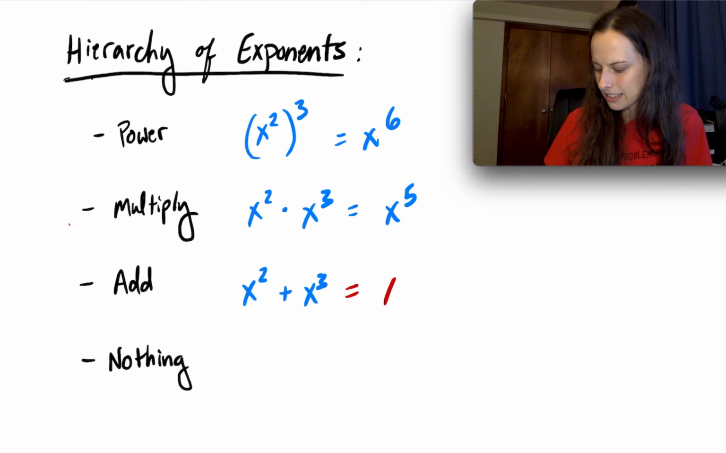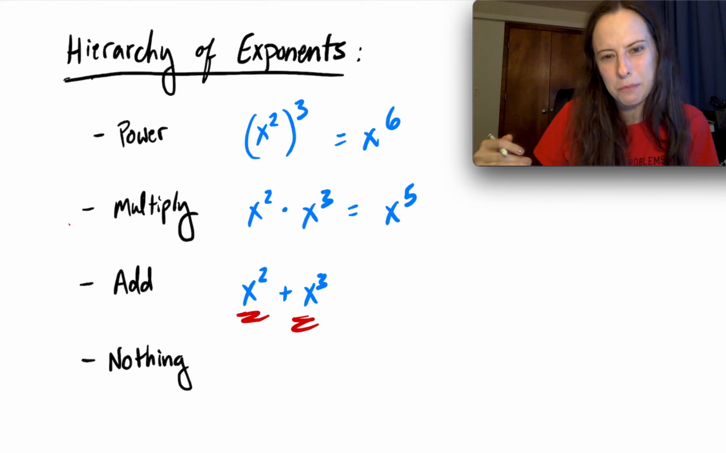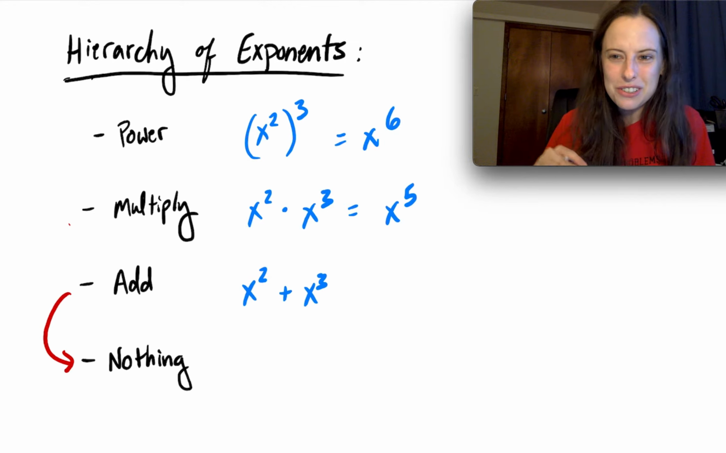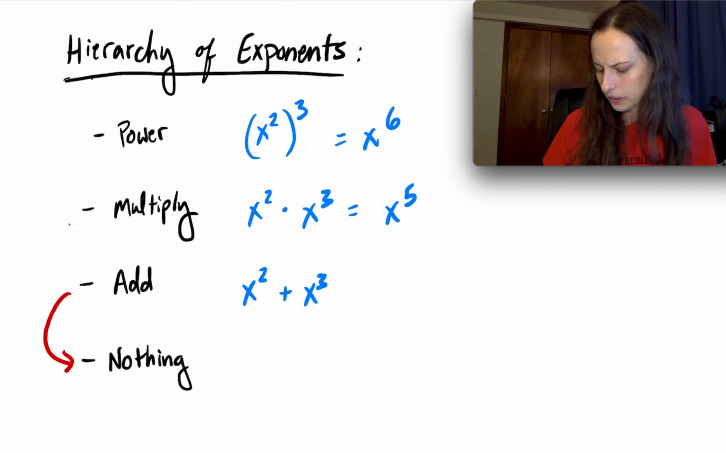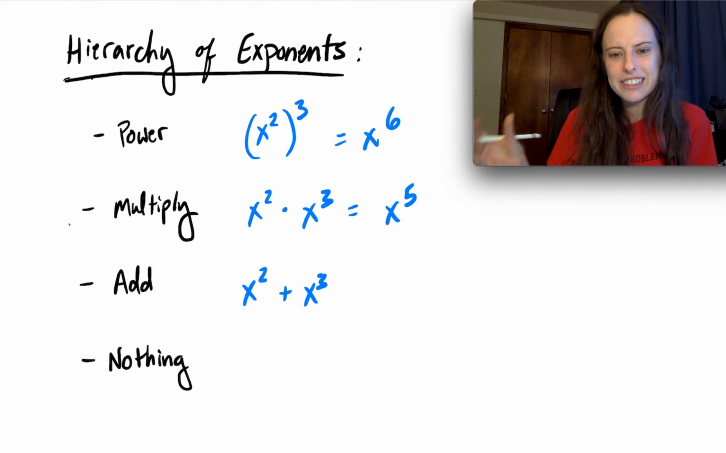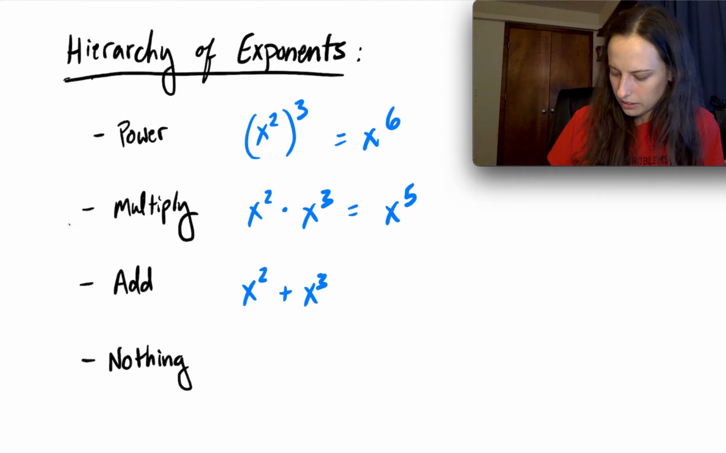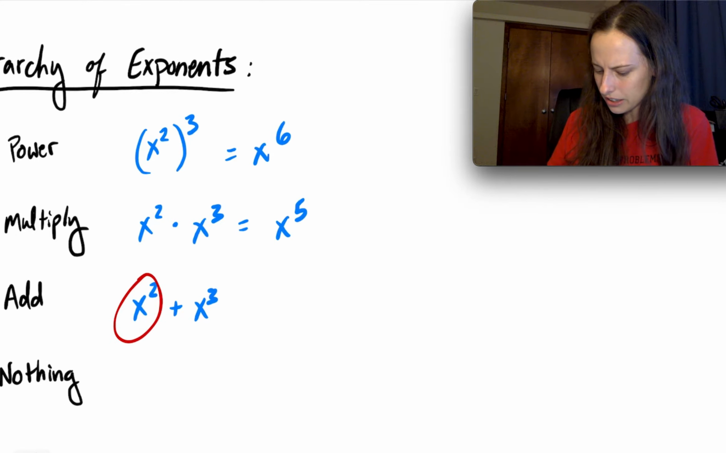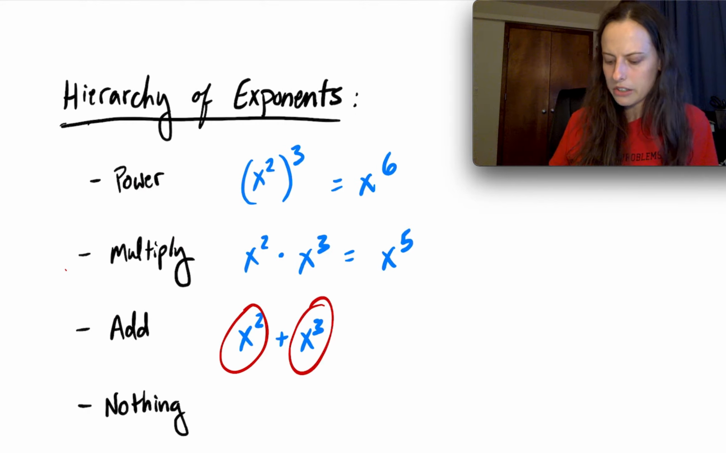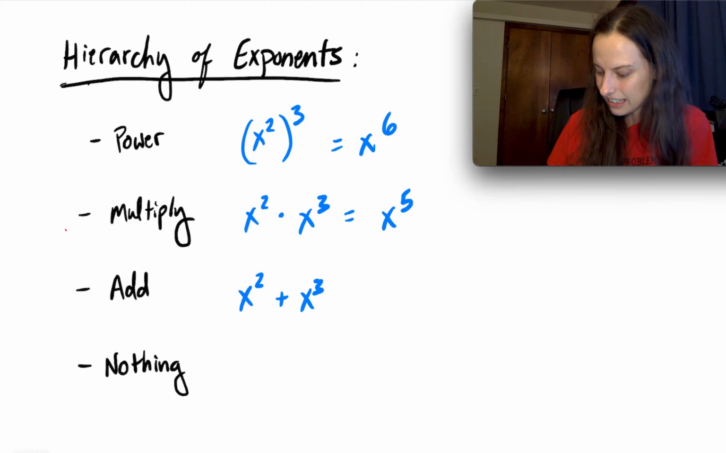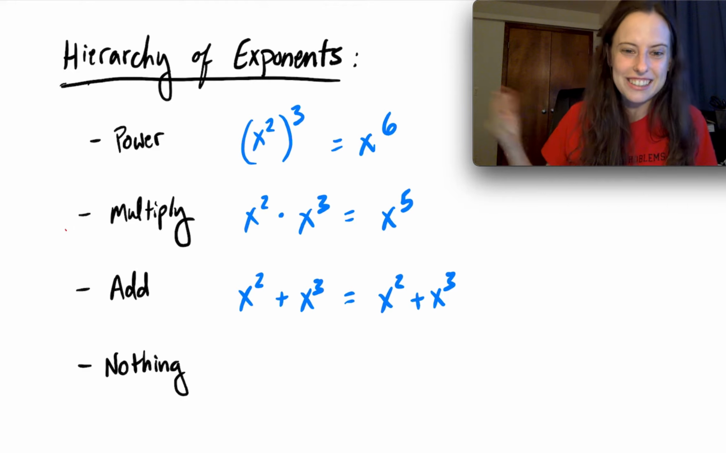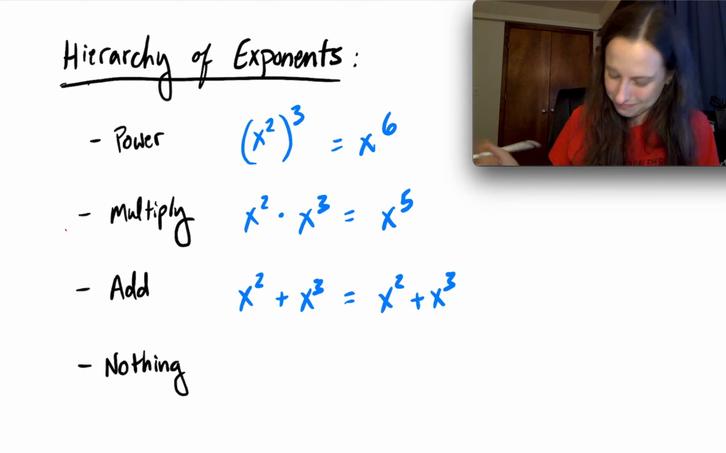But this time, because it's a plus in between the x squared and the x to the third, it's a different kind of problem. Now we go one below in the hierarchy, and we don't do anything to those exponents. If you think about it, these are not like terms. You've got an x to the second power and then an x to the third power. Those are two different kinds of terms, so they can't be combined. So in this case, our answer is actually just x squared plus x to the third. It's already as simplified as it's going to be.